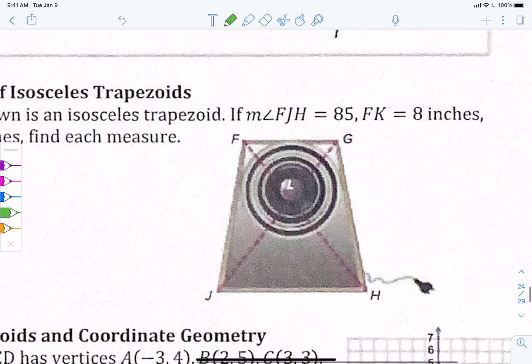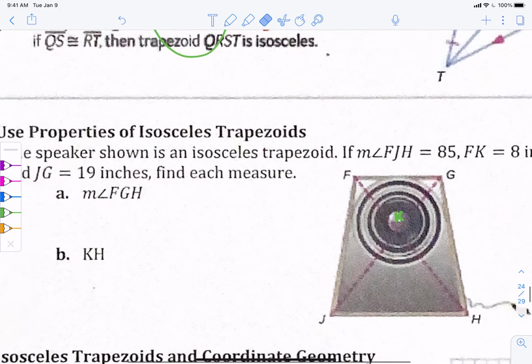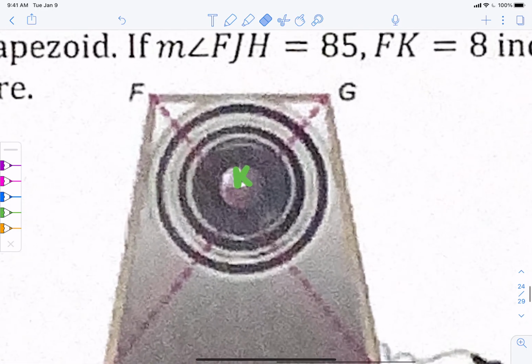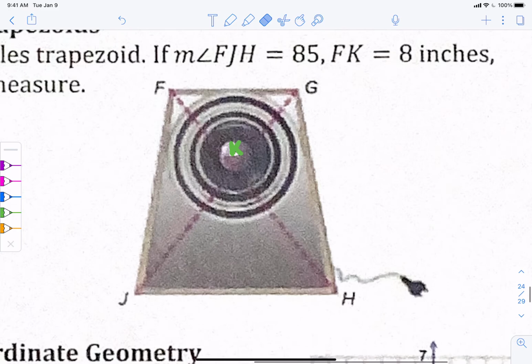Okay. I don't know why they have this labeled as L. This is actually K. So you can switch that. They labeled that incorrectly. It says the speaker shown is an isosceles trapezoid FGHJ. Which one's J? The J angle right here is 85 degrees. Okay.